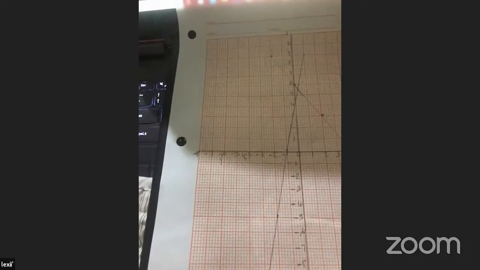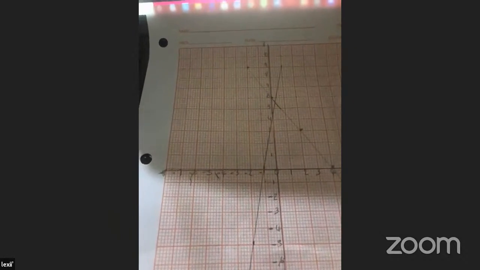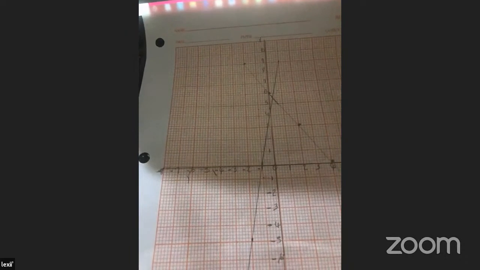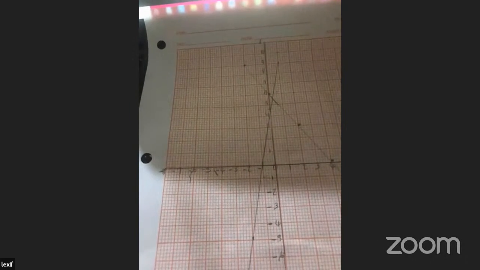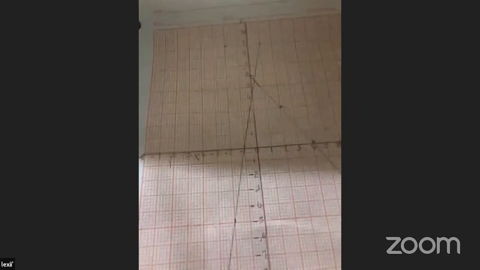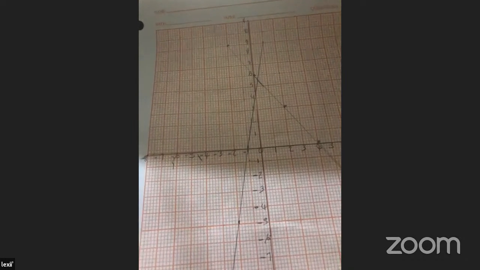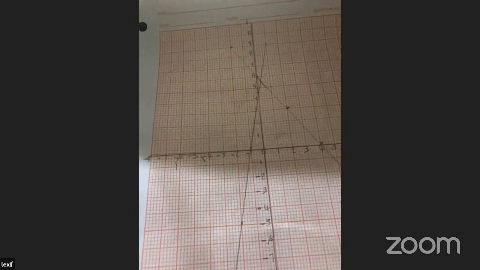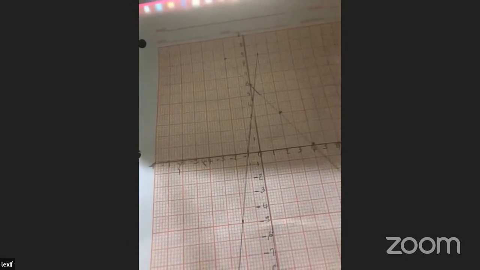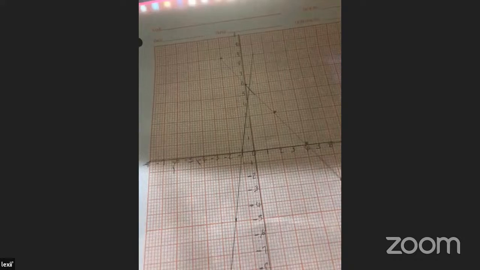You were using 1 as the run and not as the rise, and that's why you got it wrong. Because for 5 you were supposed to count 5 across instead of 1 across. You got it now? Yes, sir. So it's supposed to be 5 across and 1 down. Okay, sir. So that's why I graphed wrong.